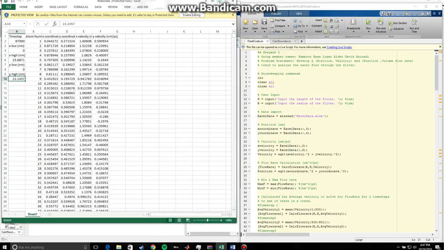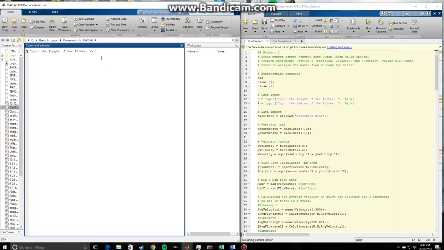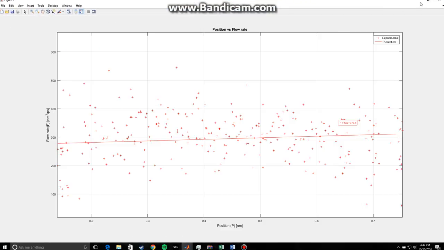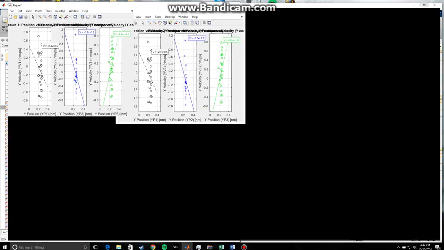So right now we're going to go ahead and get to the code. If you look over here, the code initially asks the user for inputs, the length and the radius of the filter. I'll go ahead and just run the code really quickly. We'll start off with a length of 5, and these are in nanometers, and we'll do a radius of 7. So what this is going to do is it's going to come up with a bunch of different graphs. I'm going to pull those up and then hide those for now. We'll get back to those here in a bit.